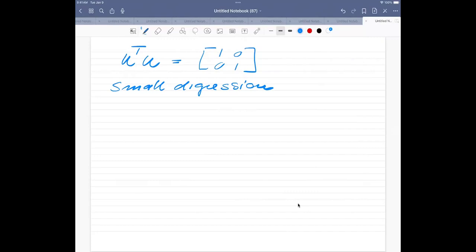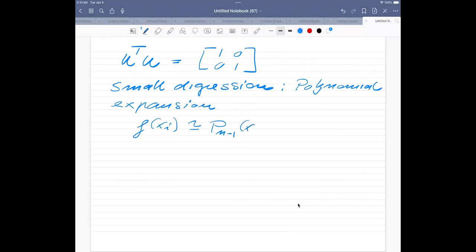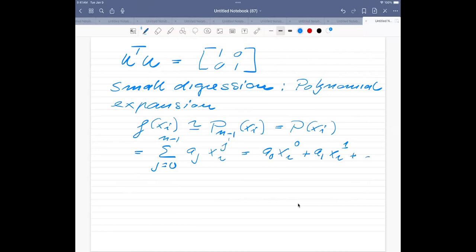So if you now look at a polynomial expansion of a function, it means that we have a function f for some value x_i, and this is approximated with a polynomial of a given degree. So a polynomial of degree n minus 1 of x_i, and I'm going to skip this subscript. I'm just going to write it as p of x_i. And we know that this is given by a sum from j equals 0 up to n minus 1 of a_j x_i to the power of j. Which means again that we have a0 x_i to the 0 plus a1 x_i to the power of 1 plus, up to the final a_(n-1) x_i to the n minus 1.